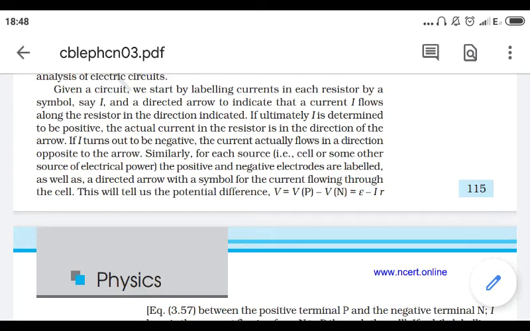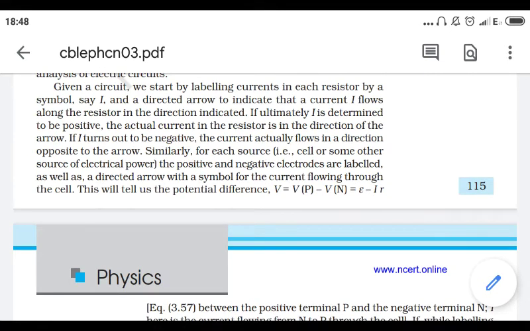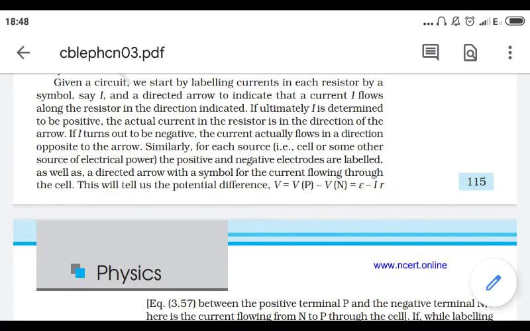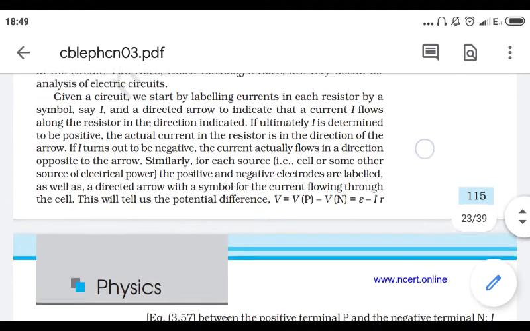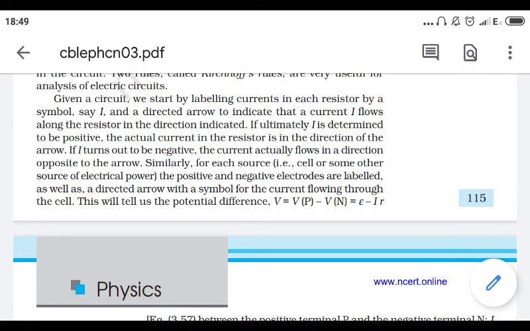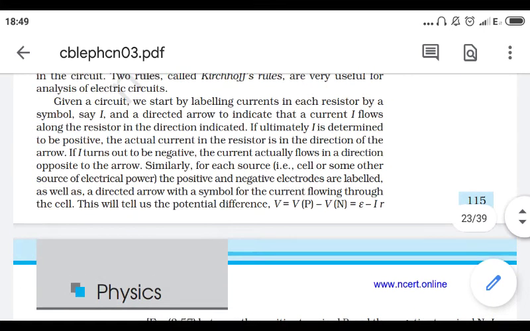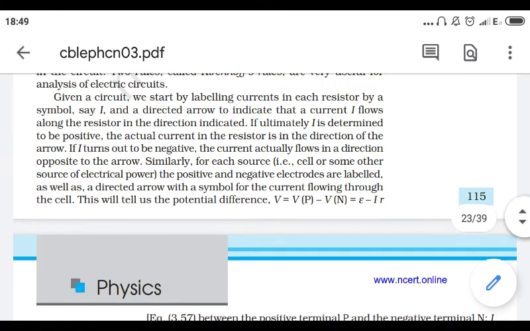Given a circuit, we start by labeling the current in each resistor by a symbol, say I, and a directed arrow to indicate the current flow along the resistor in the direction indicated. If I is ultimately determined to be positive, the actual current in the resistor is in the direction of the arrow. If I turns out to be negative, the current actually flows in the direction opposite to the arrow.